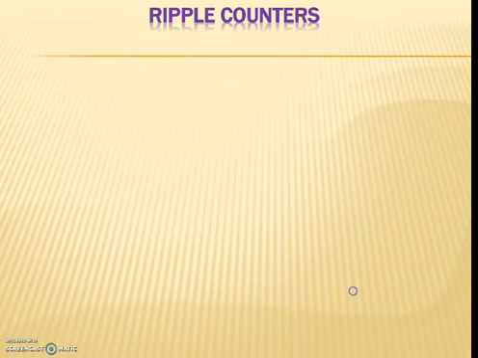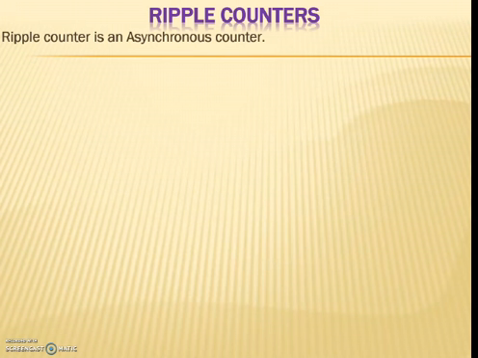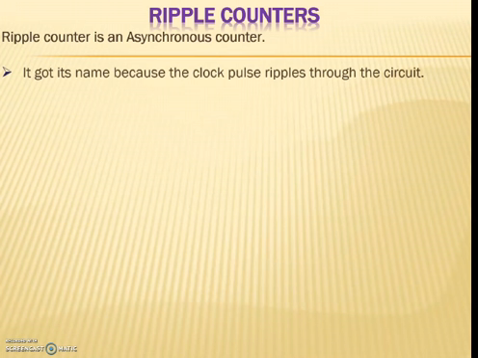Next, coming to ripple counters. The ripple counter is also named the asynchronous counter, or otherwise it is the other name of the asynchronous counter. It got its name because the clock pulse ripples through the circuit.